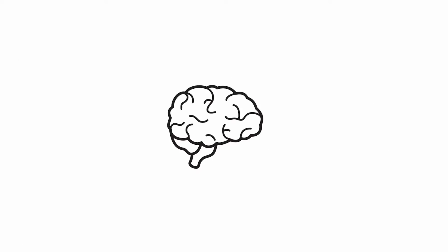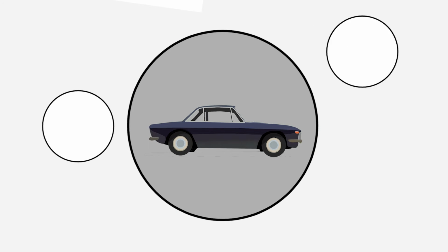So what is going on in Bob's brain? The answer is quite easy. He has a mental model of his car and its behavior.